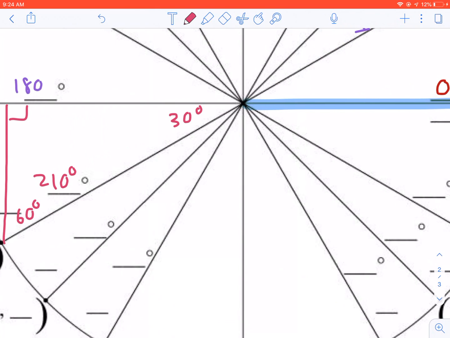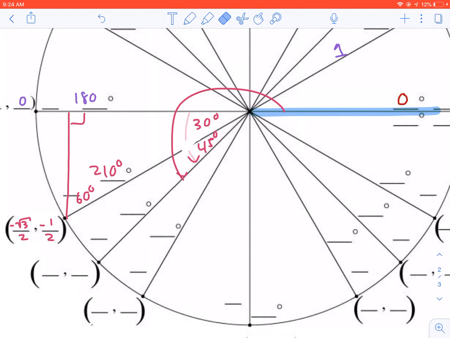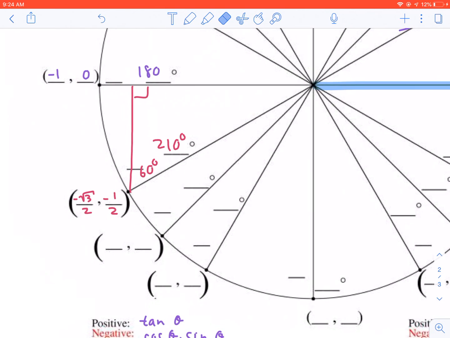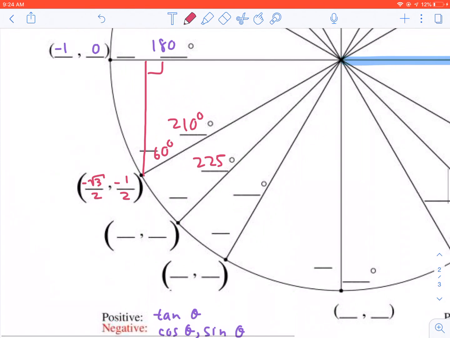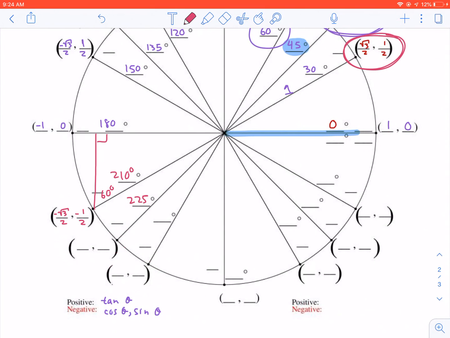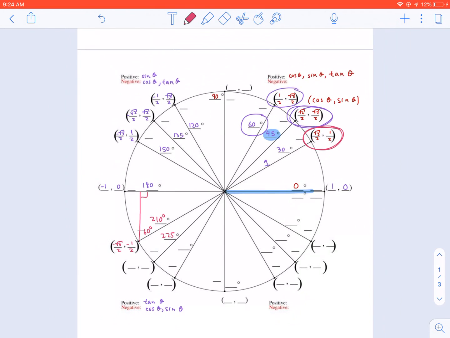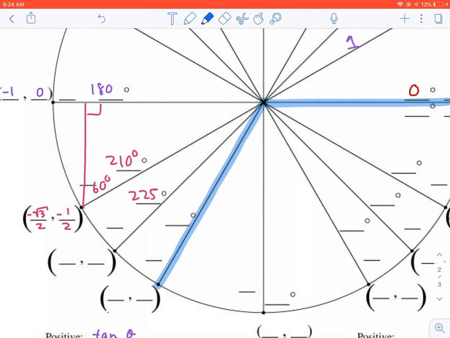Right? This next one will have a reference angle of 45 degrees from there to there. 180 plus 45 is 225. So this over here is 225 degrees. Think of the coordinates, think of the reference angle. Alright, so whenever you draw a reference triangle, make sure you're drawing it to the x-axis, like so.